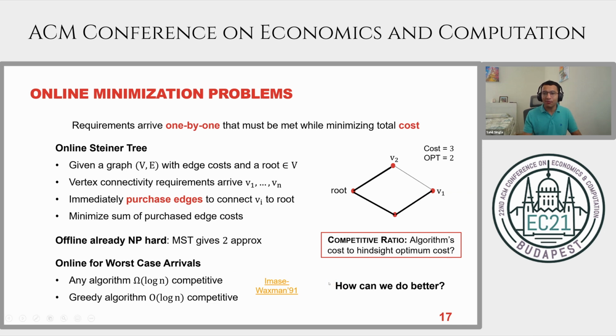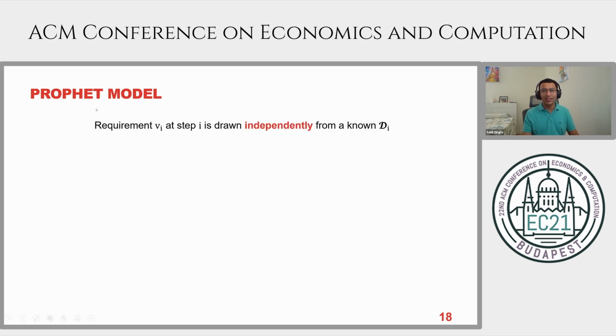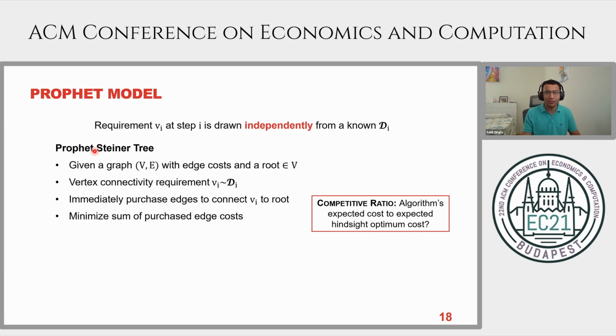And so the question is, how can we do better? And this brings us to a profit model for the online STEINER tree problem. In general, for any online problem, I want to say that the ith request is going to be drawn independently from a known distribution. It's not a worst case arrival. It's from a known distribution, but the outcome is not known upfront. So this gives you the profit STEINER tree problem, where the request arrives from a known distribution. And your goal is to again minimize the competitive ratio as compared to the expected hindsight optimum.